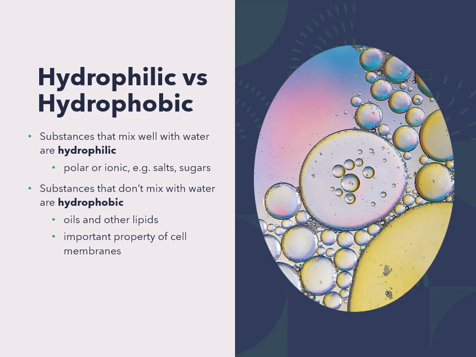Now, substances can be classified as either hydrophilic or hydrophobic, depending on how well they interact with water. Hydrophilic substances are polar or ionic, like salts or sugars, and mix well with water. Substances that are hydrophobic, on the other hand, tend to be nonpolar and do not mix with water, like oils and other lipids. This is really important for cells, since they are mostly water, as is the environment around them. And so hydrophobicity is an important property of the membrane that separates each cell from its external environment, and we'll discuss this more in a later section.